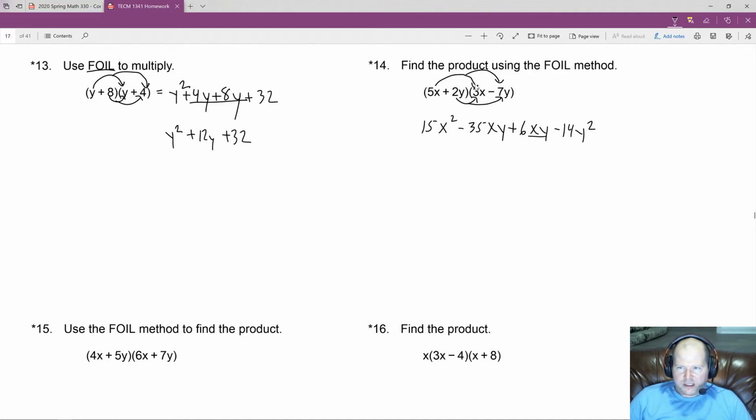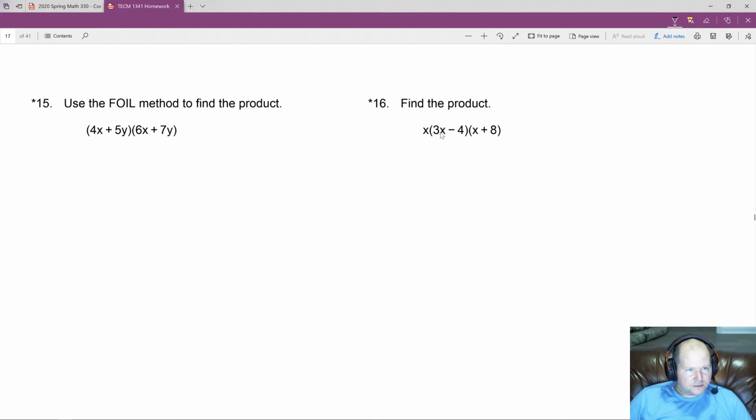Now I reordered both of these to be xy just so you can see these are like terms. You can write them in alphabetical order. Okay, so then we keep the 15x squared, negative 35xy plus 6xy is negative 29xy, and we just keep the negative 14y squared.